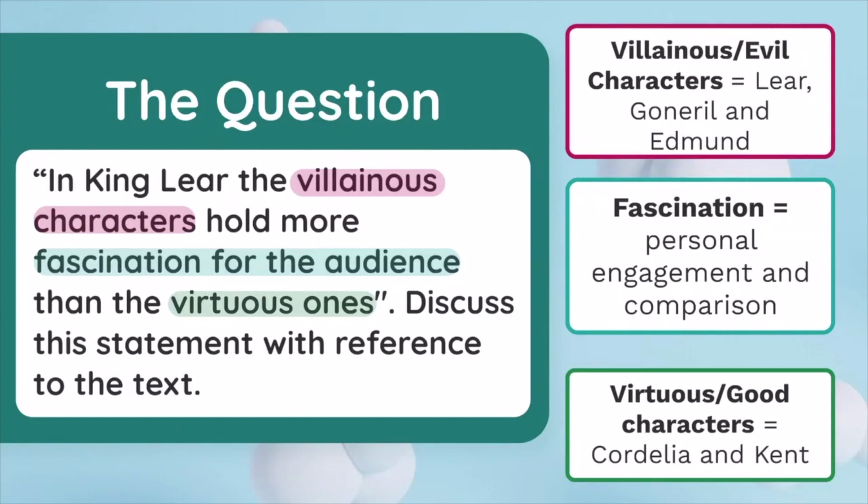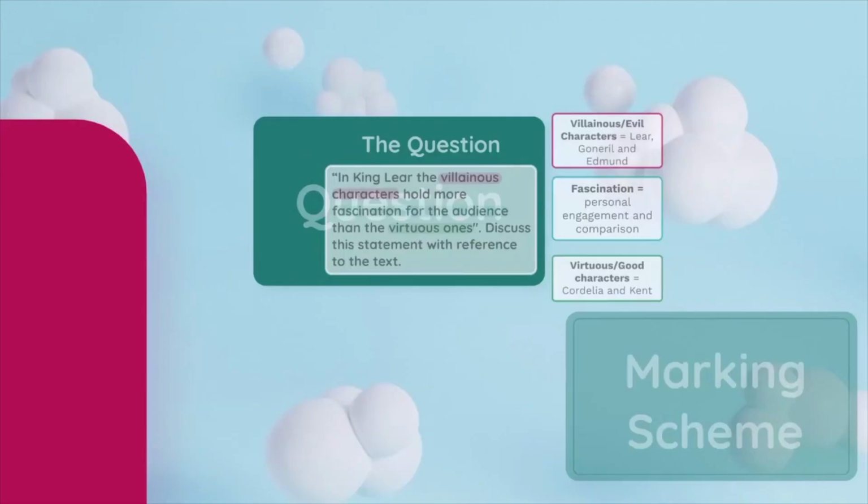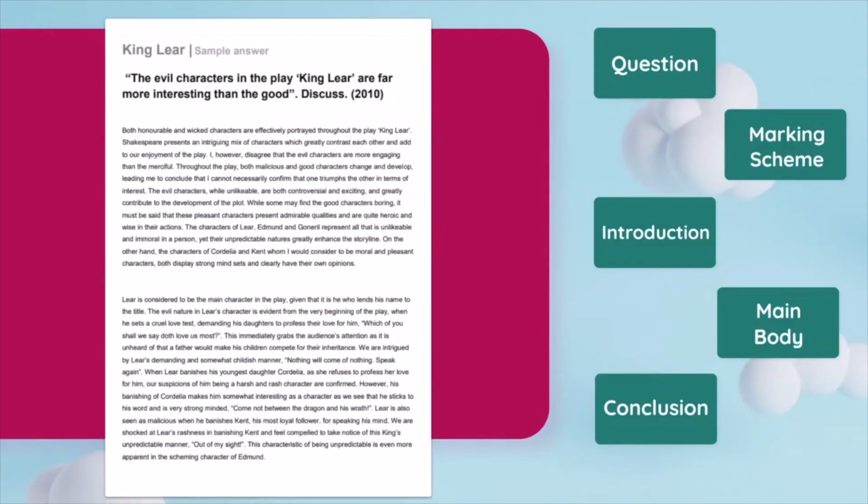You're looking at an analysis of the evil characters, and then you're looking at an analysis of the good characters, and then you're saying all along which of these holds higher fascination. So which of them are more interesting, and you are the audience. So there is a personal engagement there that's needed. How you found or what your opinion is of these characters is really important as well. So having that in mind, how are we going to start this?